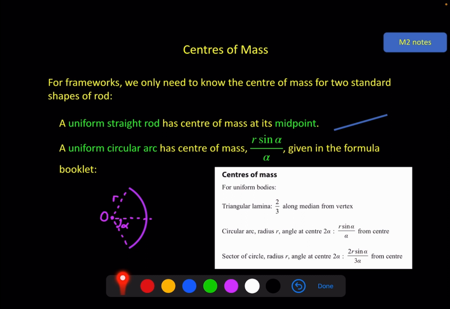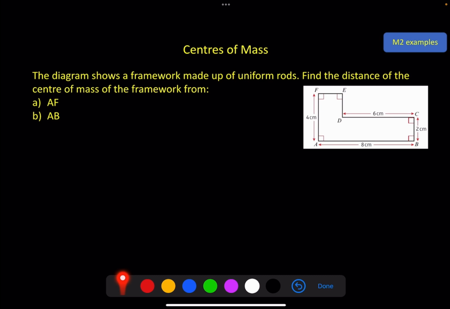So with this information on the screen here, and the knowledge that we're using length as the relative mass instead of area, the rest of the process stays the same. So here the diagram shows a framework made up of uniform rods, and you can see that this very easily could be a laminar, but because it uses the word framework, these are all little rods connected together, and in the middle, a hole. There's nothing here. We're just looking at the rods. Find the distance of the center of mass of the framework from AF here and AB here.